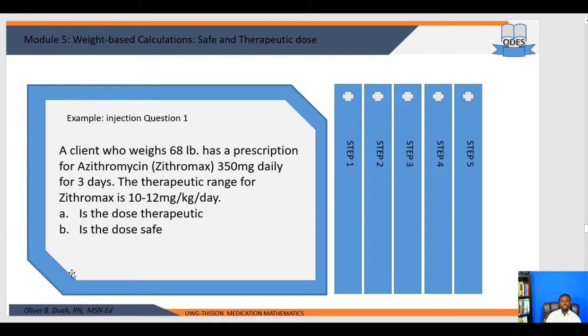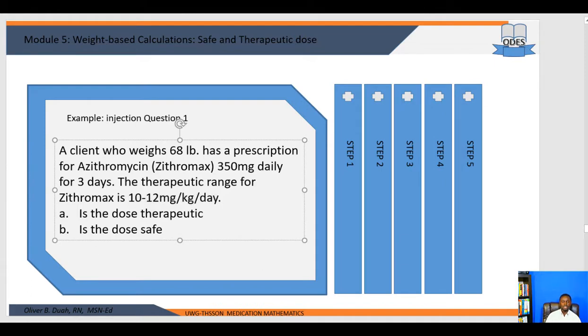So for a dose to be therapeutic, it has to meet the minimum therapeutic threshold. So when we look at this therapeutic range, we see a lower number, which is the lower limit, and an upper limit. For the medication to be therapeutic, it has to at least be equivalent to the lower limit, and it has to be within the range for it to be safe. If it goes above the upper limit, that is unsafe. That will be our criteria.